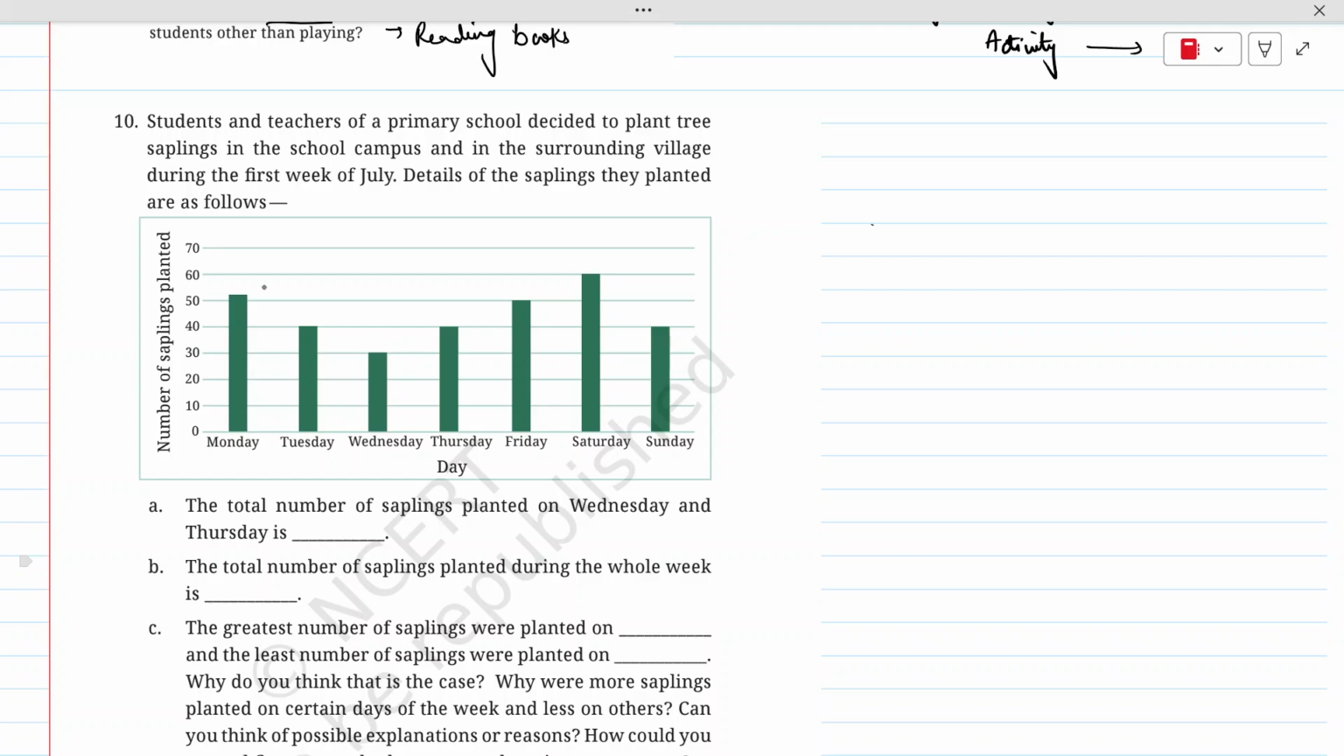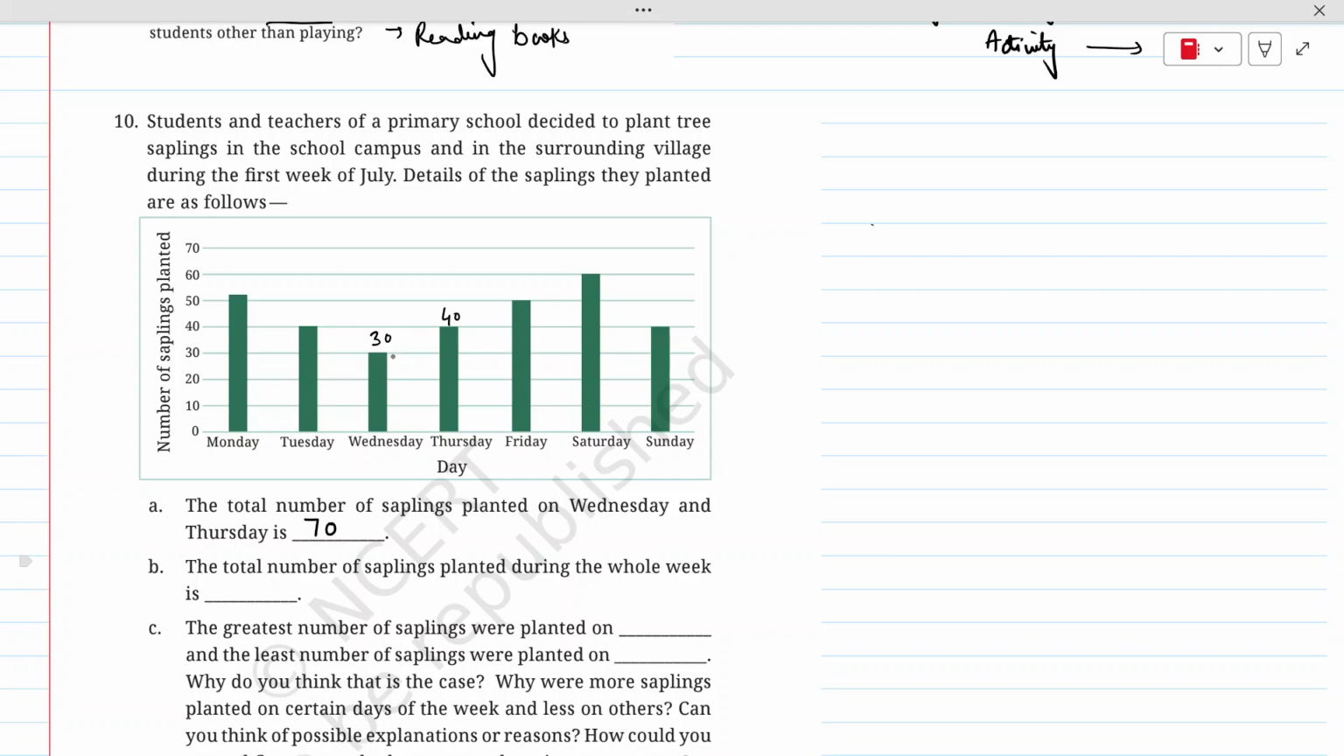Okay, now let's go through the questions. The total number of saplings planted on Wednesday and Thursday is, let's see, on Wednesday the number of saplings planted is 30, right? And on Thursday it is 40. So they are asking for Wednesday and Thursday together. That means 40 plus 30, which will give us 70, right?